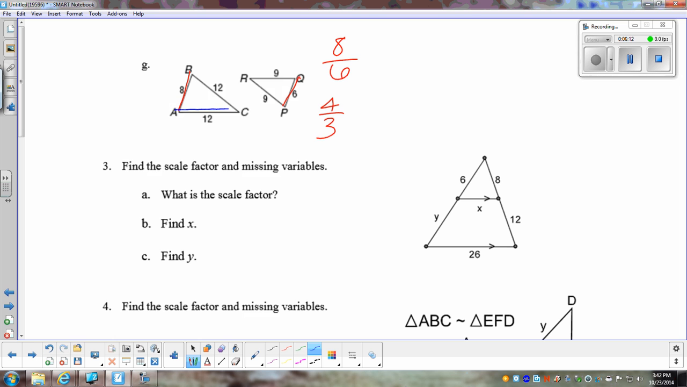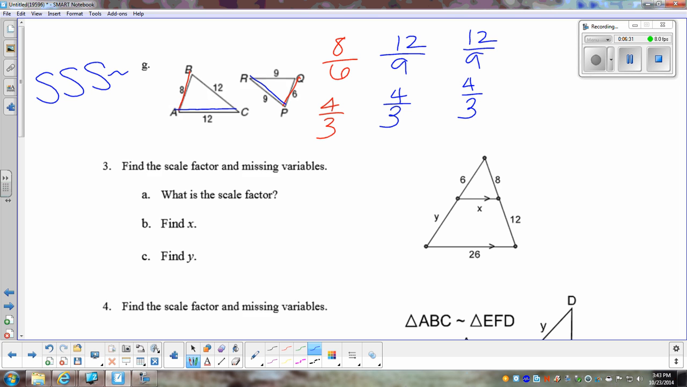The big piece of my big triangle is 12. The big piece of my little triangle is 9. And that again simplifies to 4/3. And then I have 12/9 again because I have the congruent pieces. So all my ratios simplify to 4/3. So this is side, side, side similarity.